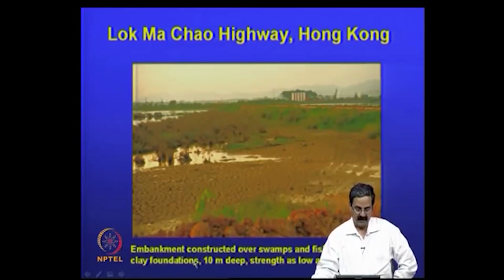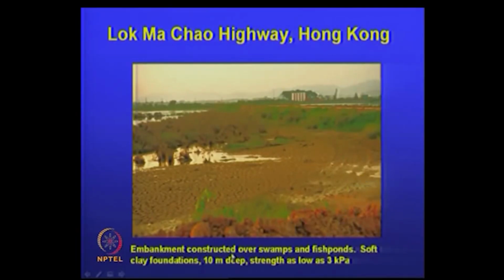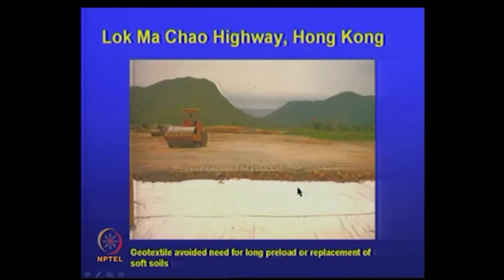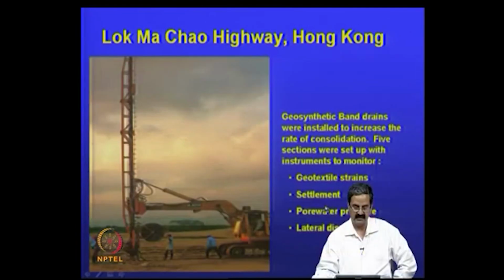In this, the embankment was supposed to be constructed on swamps and fish ponds, actually soft clay foundations 10 meters deep, and the strength of the soil is very low, like 3 kPa is quite a low number, and they used geotextile here, like we know already about geotextiles. We have seen how the geotextiles reduce the preload, right, and it also avoids the replacement of soft soils.